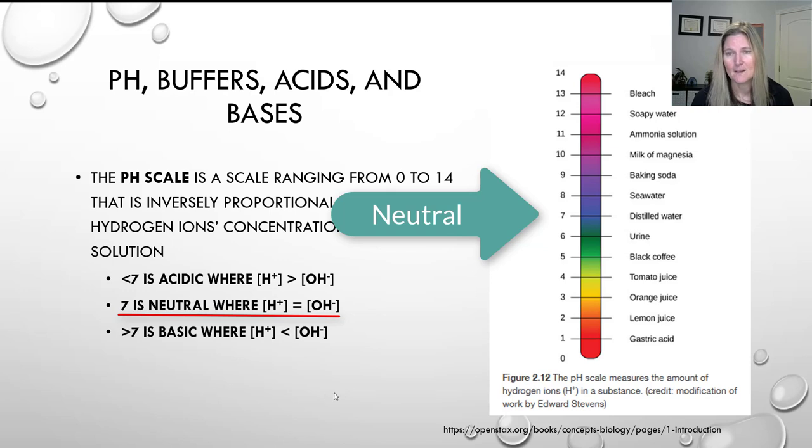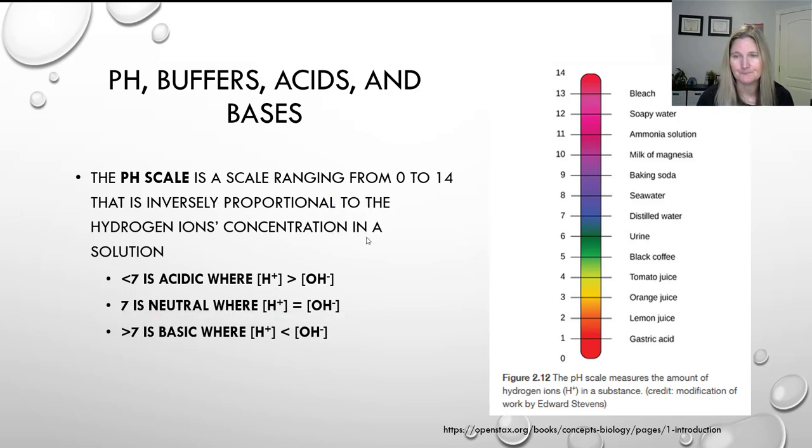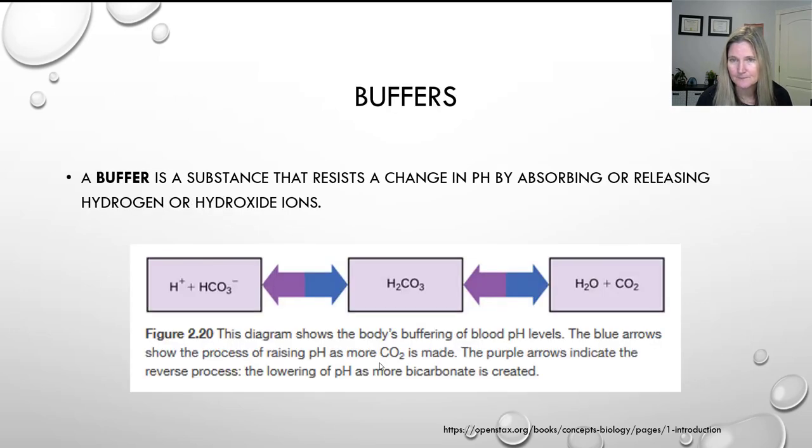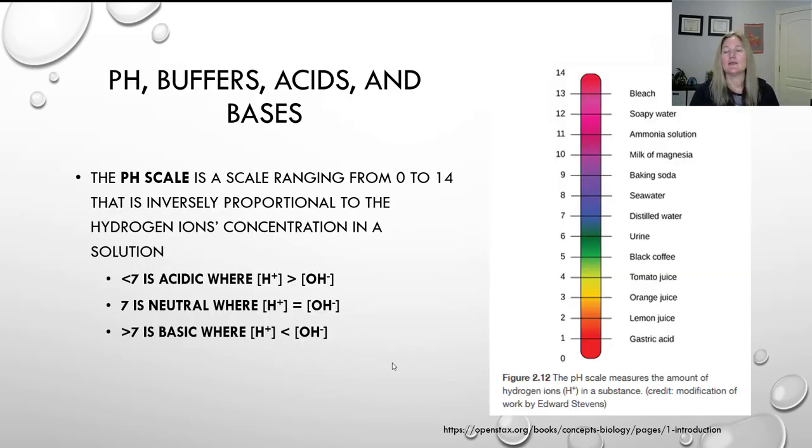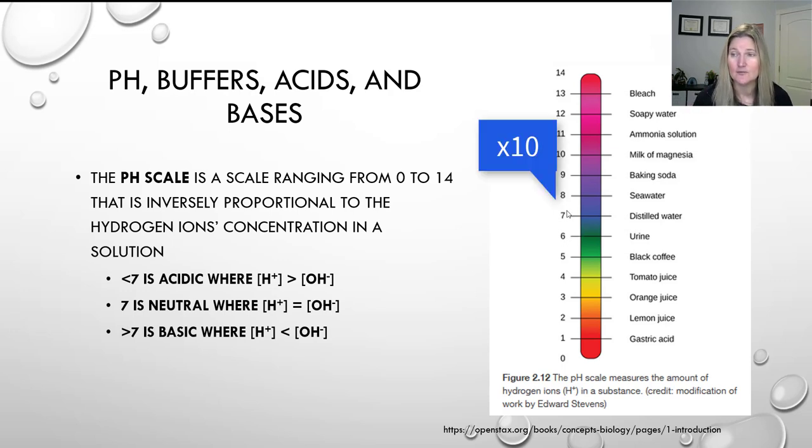Okay. Now another thing that you'll want to note from this scale is, let me go back, that it's a logarithmic scale. Okay, so that means that every time we move one place on this scale, we're increasing or decreasing the hydrogen ion concentration by a factor of 10. Okay, so for example, if we're talking about urine, ooh, that's lovely.